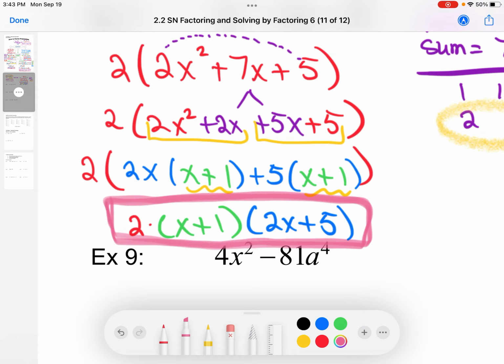Here's your completely factored form. So we started with just a greatest common factor. And then we had a trinomial, 3 terms that would factor more. So we found the magic numbers, and we split that middle term and went from there.